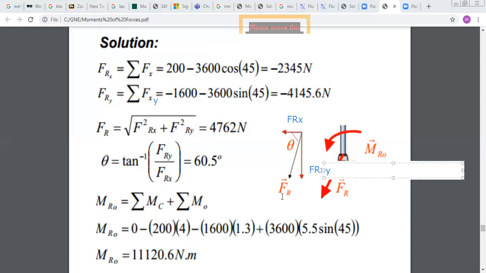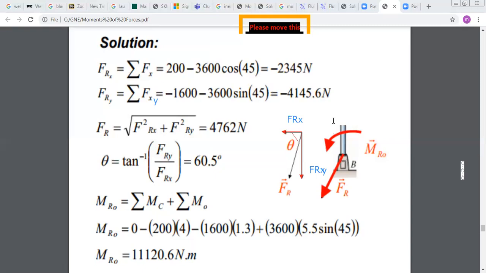Now, once you obtained your resultant force, we cannot stop here, because when you want to reduce your system, you want to choose a point at which you want to do the reduction. In the given, they told us reduce your system at B. So what is the idea here? If I reduce my system at B, I will move all my forces to point B.